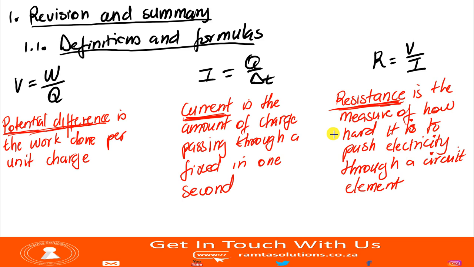You know now that another definition we said was it is opposition to the flow of charge. The higher the resistance, the lower the current. So if you have high resistance, you will have low current. If you have low resistance, you will have high current. Okay, remember, resistance is the measure of opposition to the flow of charge, or measure of how hard it is to push electricity through a circuit element.